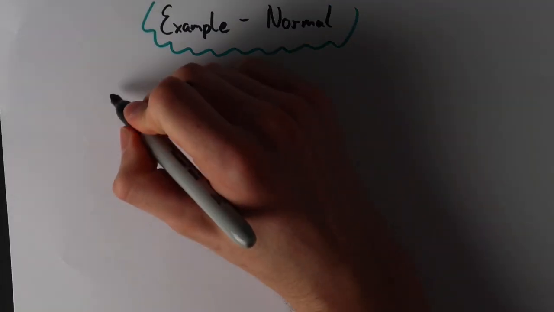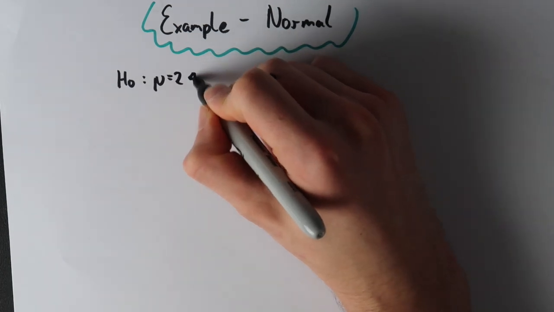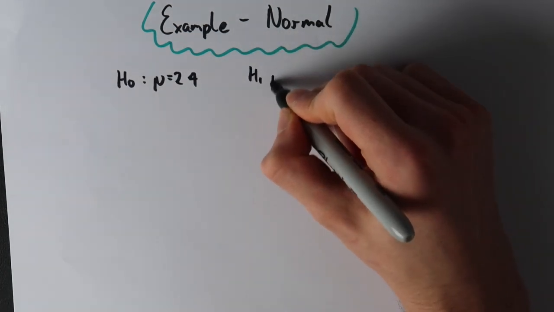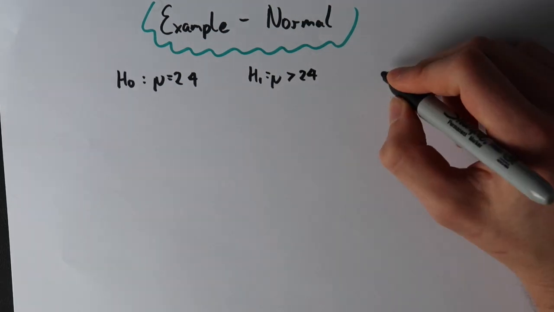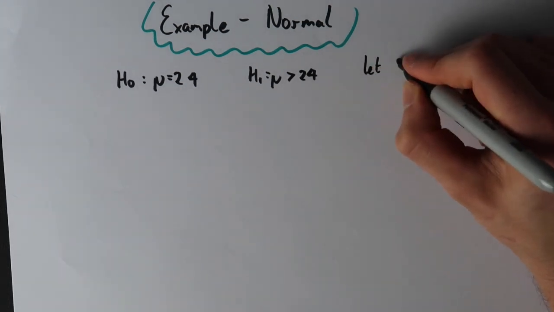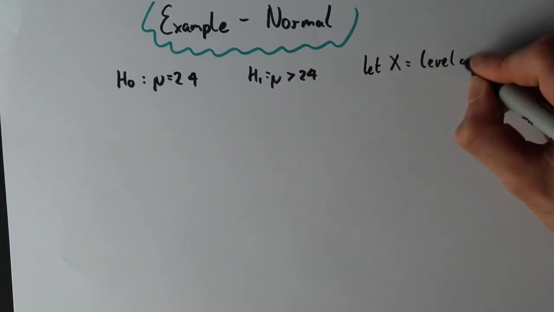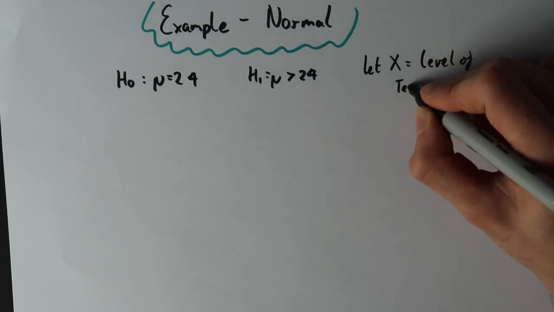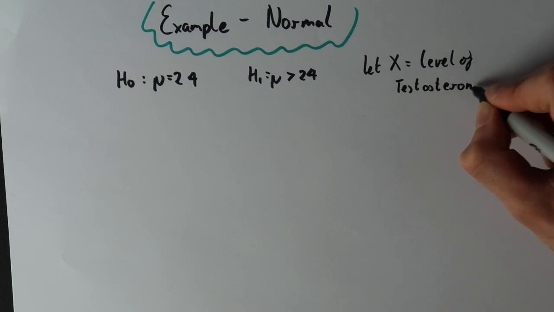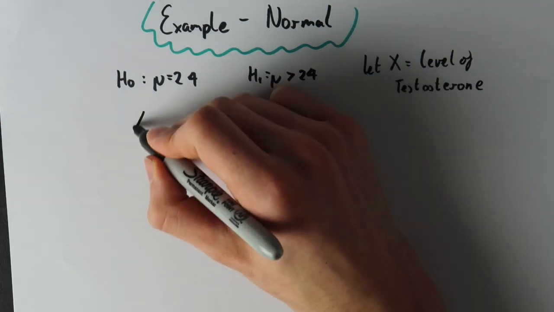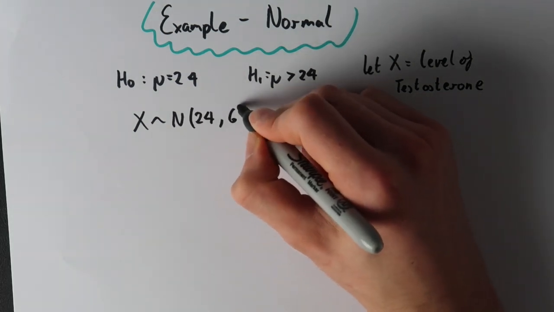So we start by identifying H0 and H1 as always. H0 is our population statistic, which is mu equals 24. Our H1 in this case is, we want to look at whether it is greater than the mean, so mu is greater than 24 for H1. We then write down that X is equal to the level of testosterone in blood. Clearly identifying that variable is important to get all the marks in these questions.